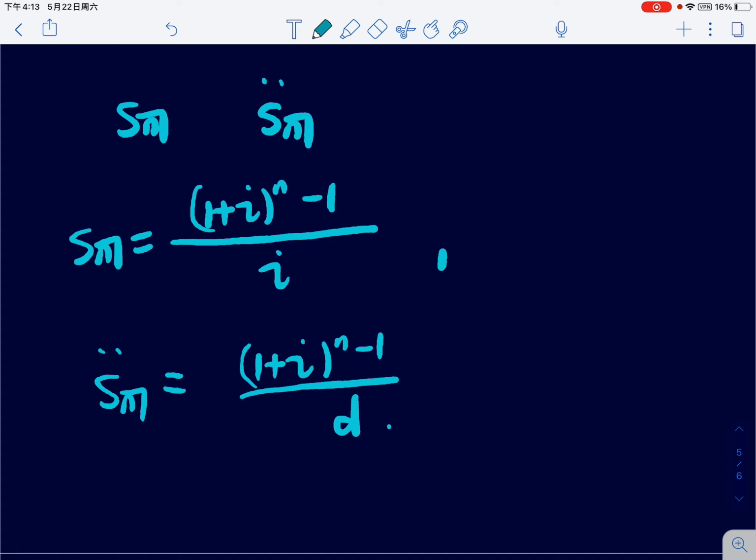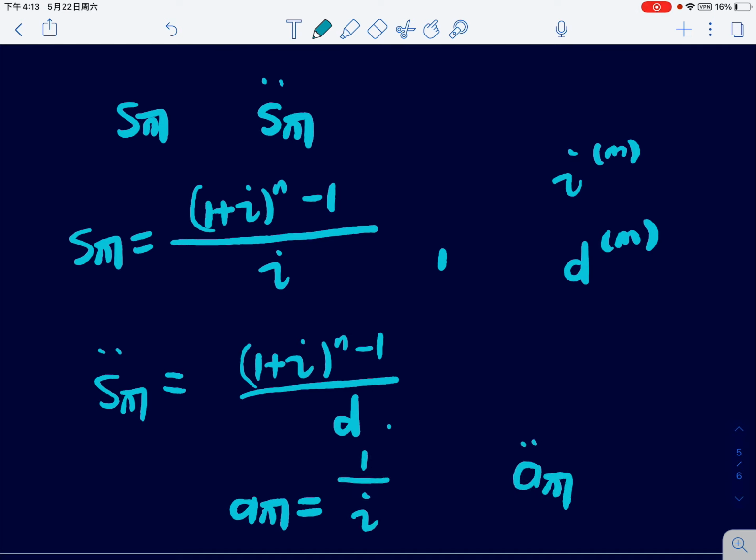And there's another question. If you pay more than once per year, then the i or the d becomes i(m) or d(m). And if you pay forever, then the annuity becomes a perpetual annuity. So the a angle n then becomes 1 over i, and a angle n with two dots on the head equals 1 over d.